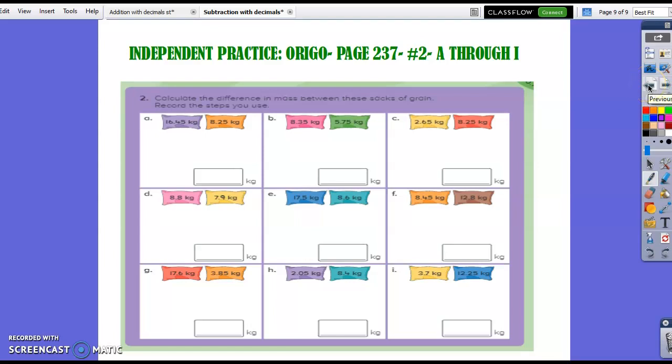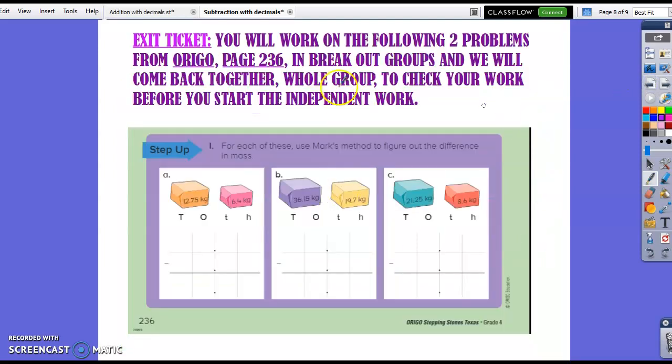So right now, we're going to pause the video here and take a stopping break, and I will see you guys on your exit ticket. Exit ticket, page 236 in your Orgo student journal, and I'll see you guys there.